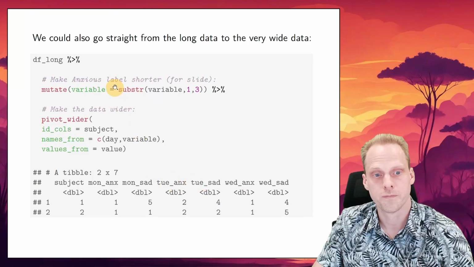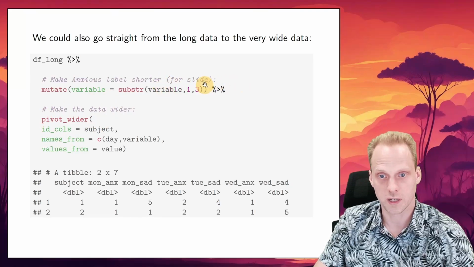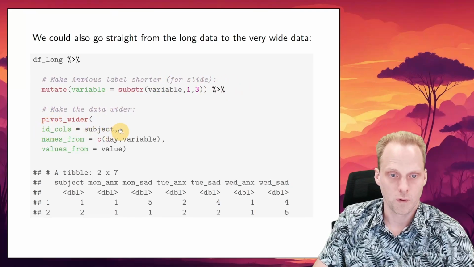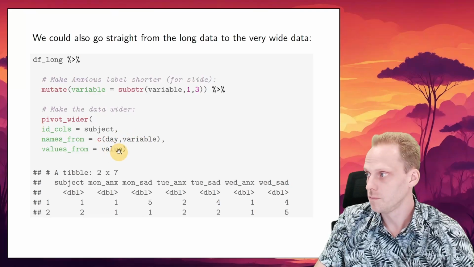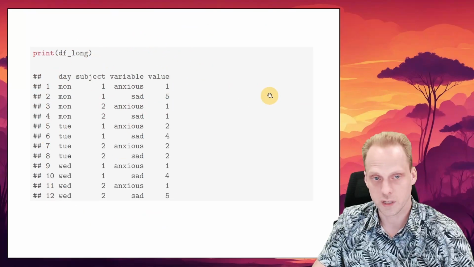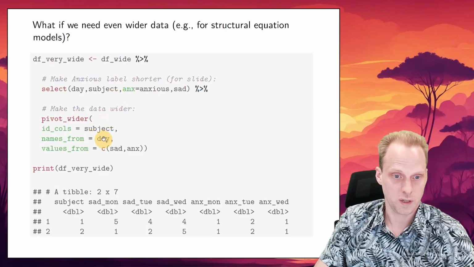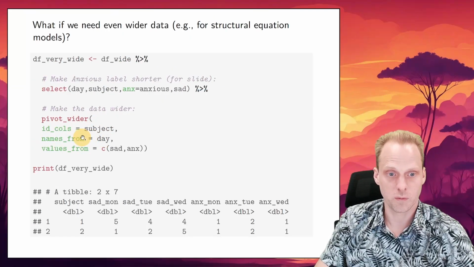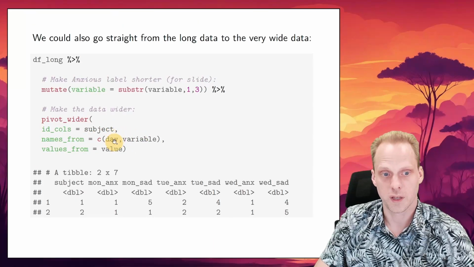And then all I do is I say pipe, right? First mutate, then pipe. One unique row for each subject. Take the names from both the day and the variable, and the values from this value column. Right, so we ignore this. We went straight from this to the extra wide data. So we say, okay, subject for the id cols, name from day and variable, and value from value.